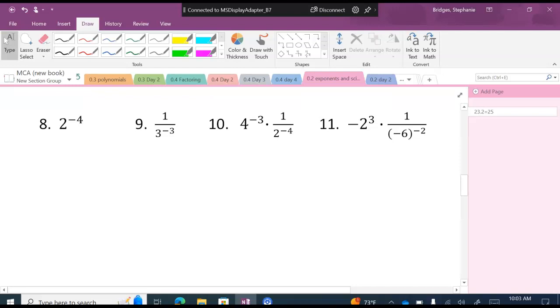Now, I want to talk about number 8, and then we'll also talk about how to do that one in the calculator. Again, this is one of the most missed exponential questions, is my negative exponents.